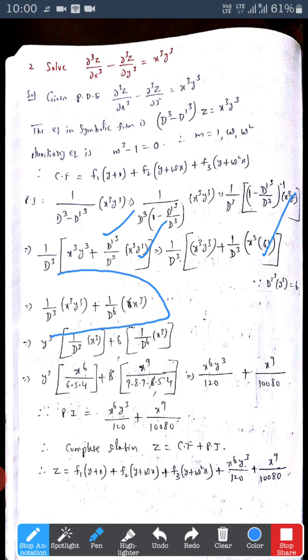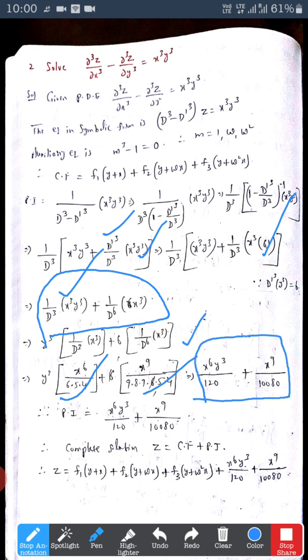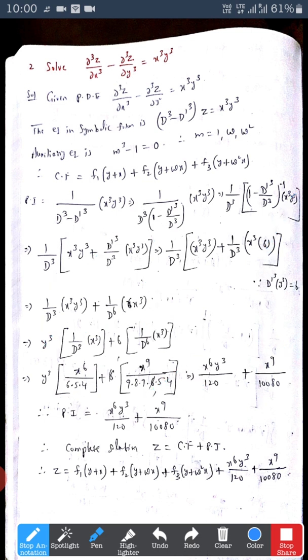Here 1 by D cube means we have to integrate with respect to x 3 times. Therefore, if we integrate x cube 3 times, we get x power of 6 by 6 into 5 into 4. Here also we have to integrate x power of 6 three more times. That means this becomes x power of 9 by 9 into 8 into 7 into 6 into 5 into 4. So after all simplifying this, this is the PI.